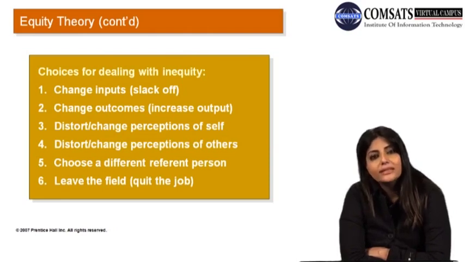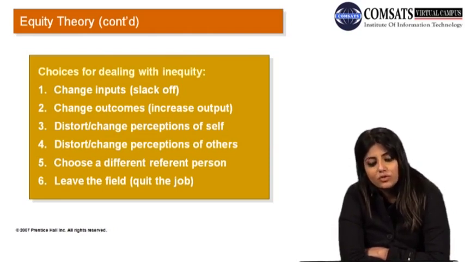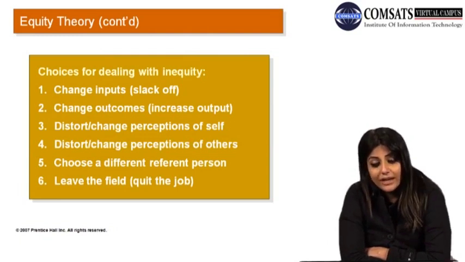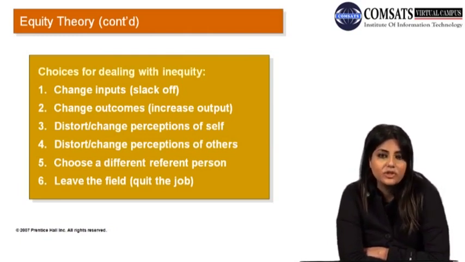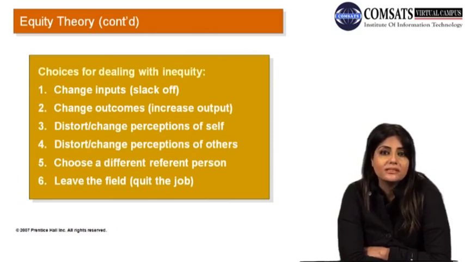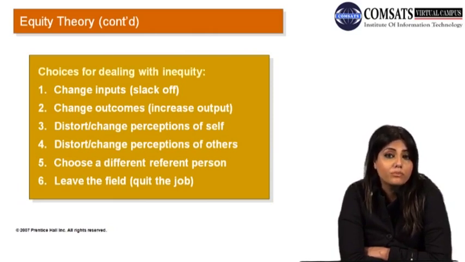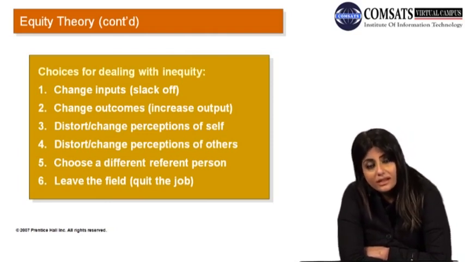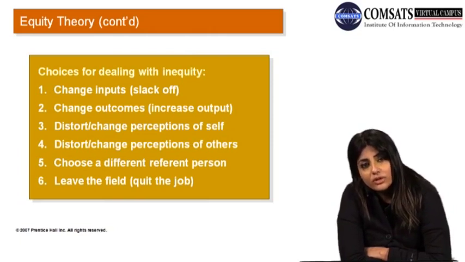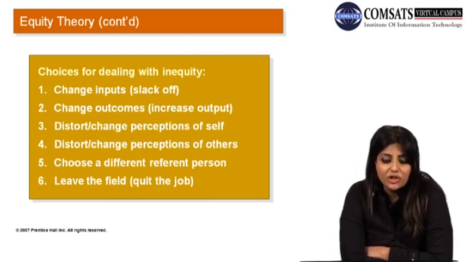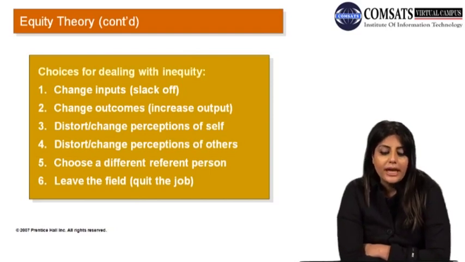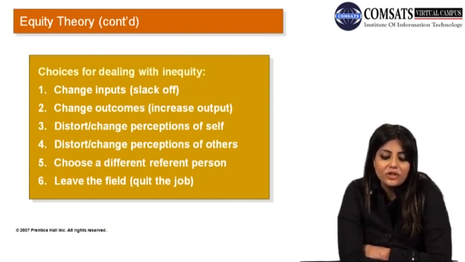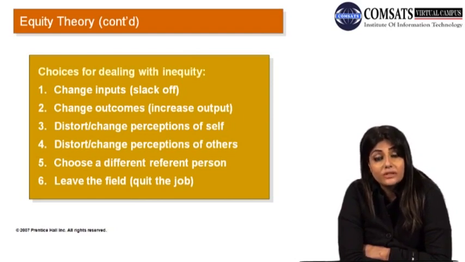So that is one way of doing it. The other way of reaction, so this is what individuals are basically doing, they are trying to react. When they change outcomes, what happens is that they try to increase the level of their outputs by giving lesser quality of products, so they reduce the quality and try to increase the quantity of the output. That is how they can change the outcomes. And then the other option available to them is that they can distort the perceptions of self.